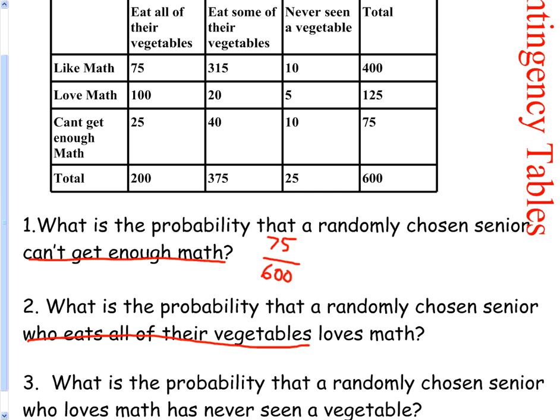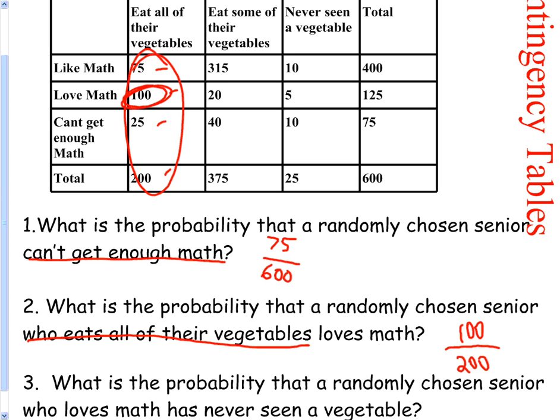So your answer is going to be out of 200. Seniors who eat all their vegetables. I got to find eat all their vegetables. Is that this, or this? Which one is it? It's love math, so it's 100 out of 200. It's out of 200 because those are the ones that are possible. And then which of these that are possible do we want again? The loves math one. So we want these. So it's 100 out of the 200.